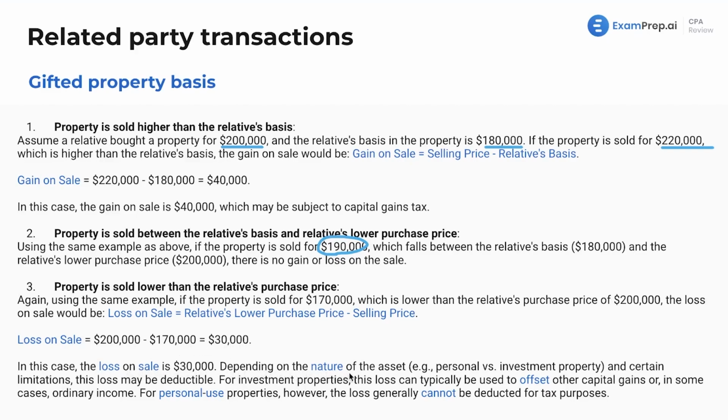Depending on the nature of the asset, if it's personal or investment property, and certain limitations, this loss may be deductible. For investment properties, this loss can typically be used to offset other capital gains, or in some cases, ordinary income. For personal use properties, this loss is generally not allowed to be deducted for tax purposes.